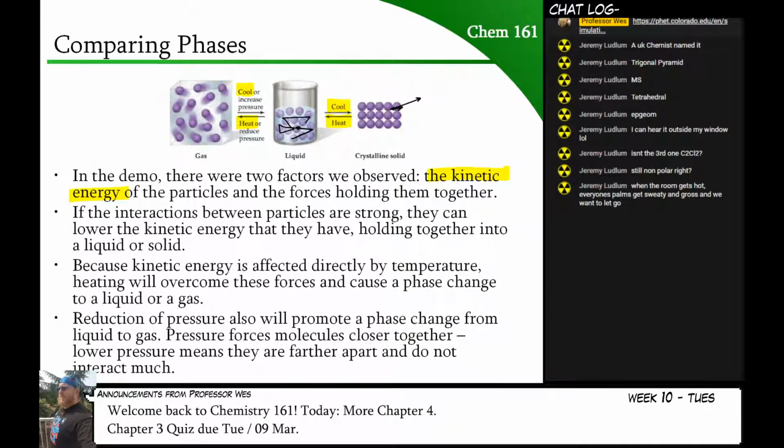So this is why temperature changes phases. When you heat something up, you add kinetic energy and you move from a solid to a liquid to a gas. When you add enough kinetic energy, you overcome the intermolecular forces. If you remove kinetic energy by cooling something, you'll eventually go from a gas down to a liquid to a solid.